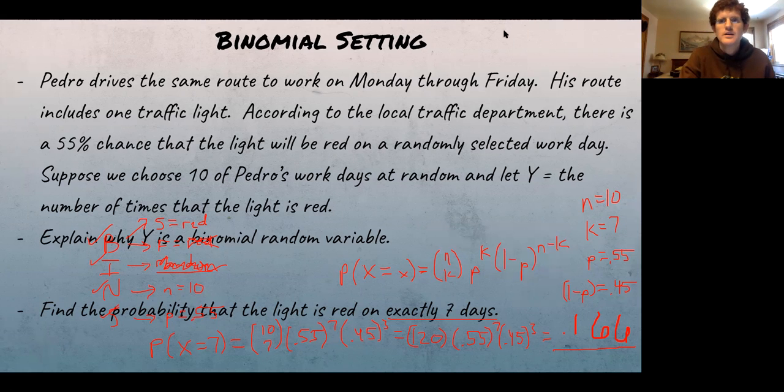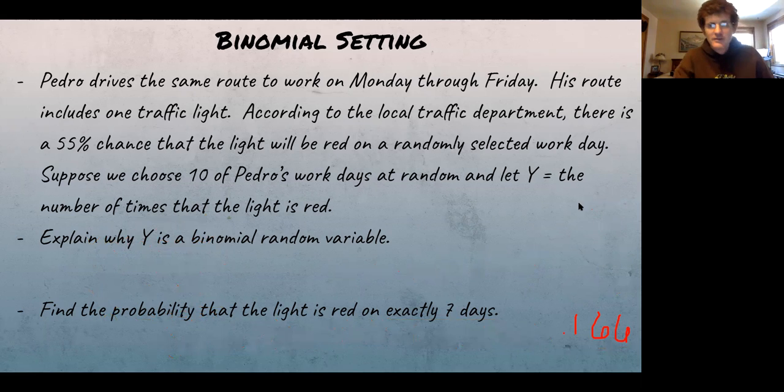So this might seem like a random question to try and answer. Do we really care that he gets exactly 7 days out of 10? Generally speaking, no, we wouldn't care about this, but we might care a lot about the probability he gets 5 or more. And we're going to talk about that tomorrow. But right now we're just talking about getting exact values. So I'm going to clear that. We can move forward.